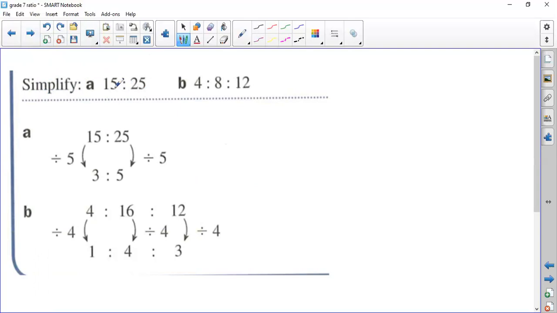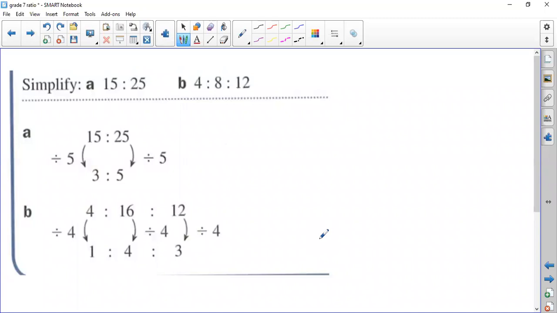In this example, we can see 15 to 25. The highest common factor of 15 and 25 is the number 5. So if I divide 15 by 5, I will get 3, and if I divide 25 by 5, I will get 5. So the ratio will be 3 to 5.